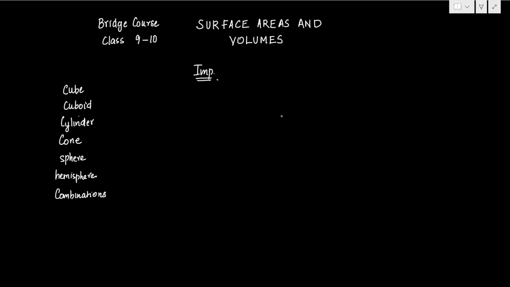But to solve some of the problems, you should understand shapes and you should understand formula, and you should be able to know the difference between areas and volumes, surface areas, curved surface areas, lateral surface areas, and total surface areas. Okay, so what we will do today is basically, I'll just quickly touch upon areas and volumes.